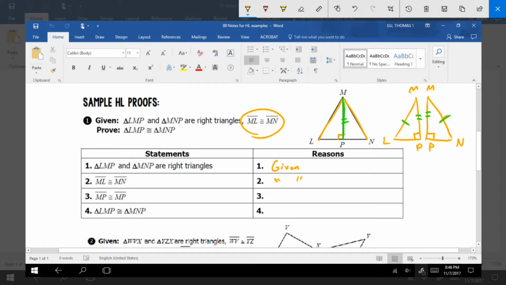And step 3, MP is congruent to MP. What is that property called? The reflexive property. And lastly, that's enough because we have a hypotenuse and a leg and we know the right triangles, so they are congruent. These two triangles are congruent by the hypotenuse leg, or HL. And that's it. Let's go to the next example.